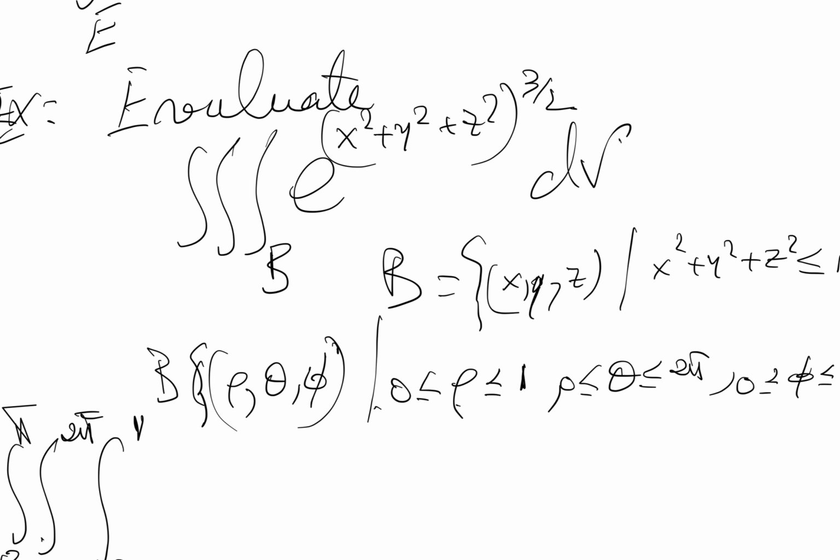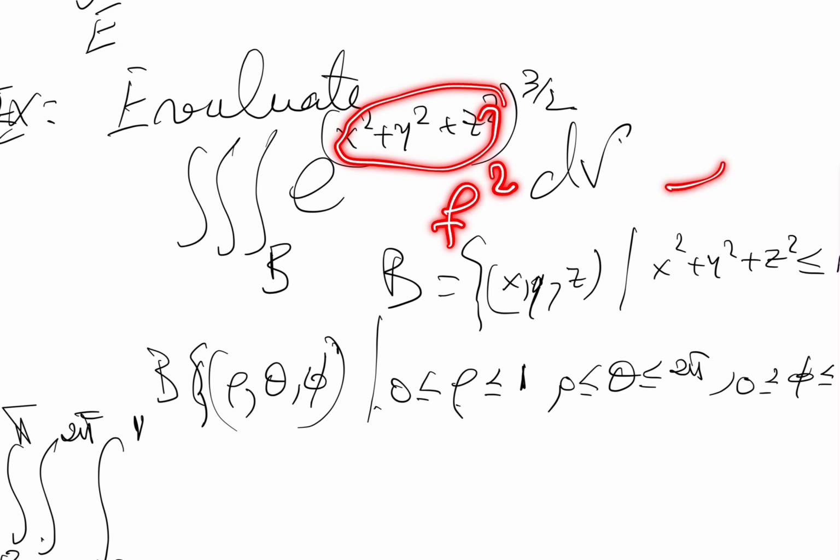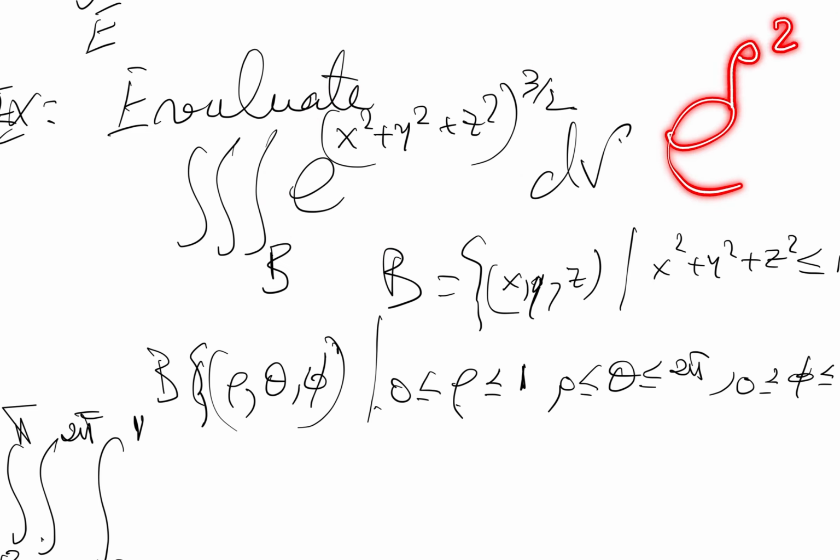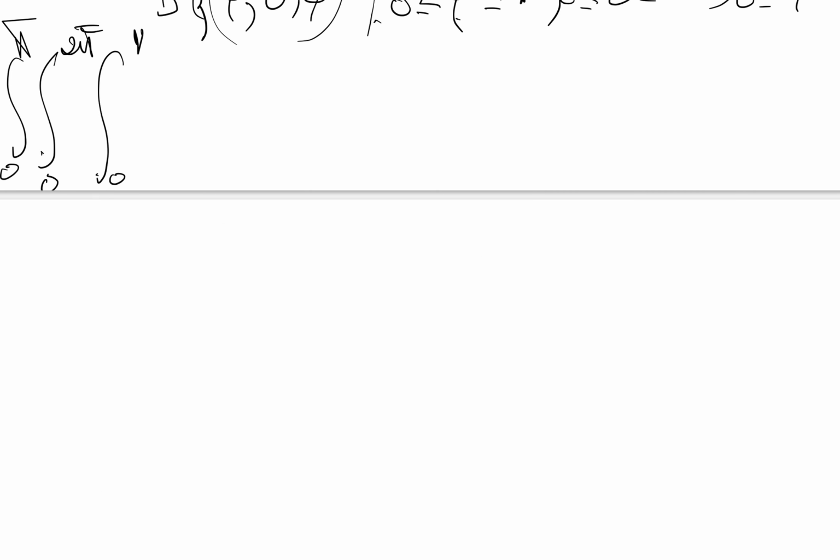So what's the f? You see the f here? This one is nothing other than rho squared. So if you have rho squared in parentheses, raised to 3/2, the 2 will cancel out. So you will have e to the rho cubed. Do you understand here? Be careful. So here it is just e to the rho cubed.